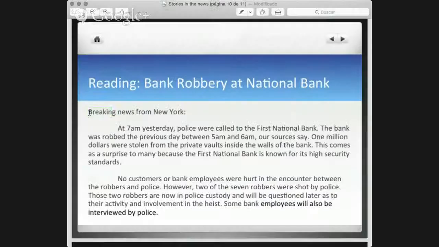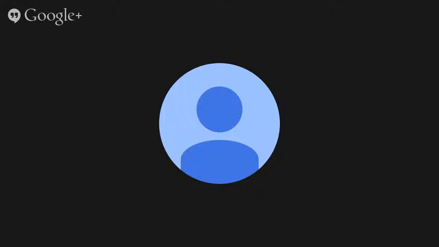Okay. So, breaking news. Breaking news from New York. At 7 a.m. yesterday, police were called to the First National Bank. The bank was robbed the previous day between 5 a.m. and 6 a.m. Our sources say $1 million were stolen from private vaults inside the walls of the bank. This comes as a surprise to many because the First National Bank is known for its high security standards.